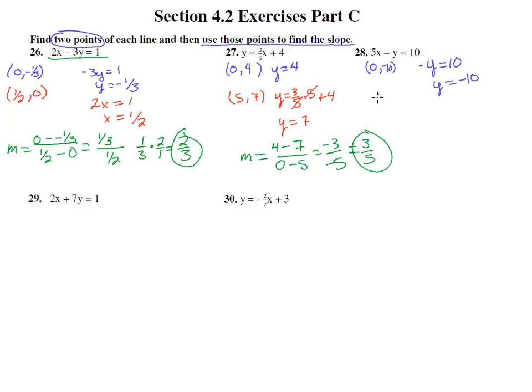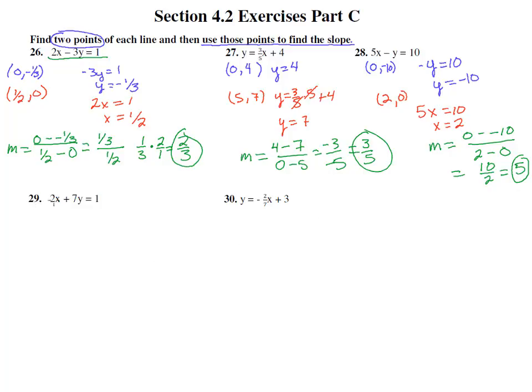Second point on here. Let's try that x-intercept. Stick in 0 for y. And we get 5x minus 0, so it's not necessary to write minus 0, equals 10. Divide by 5 on both sides, and we get x equals 2. 2, 0. Oh, let's do the slope of this one now. So the slope is y minus y, so 0 minus a negative 10, over 2 minus 0, equals positive 10 over 2 equals 5. 5 over 1, if you want to write it as 5 over 1, that's great.